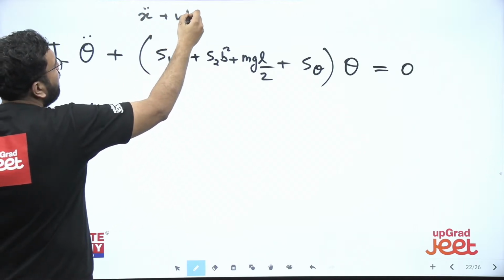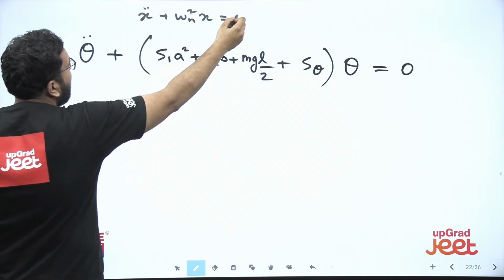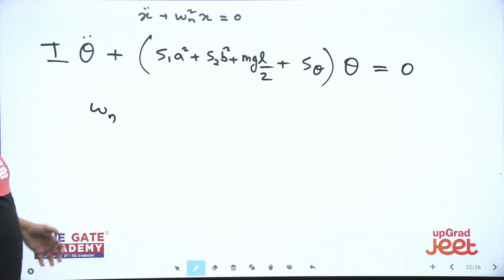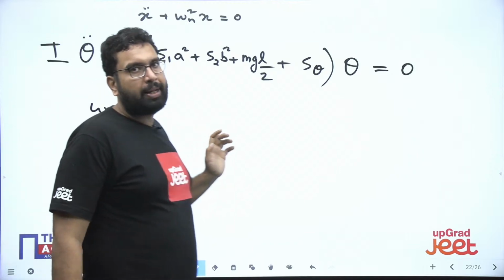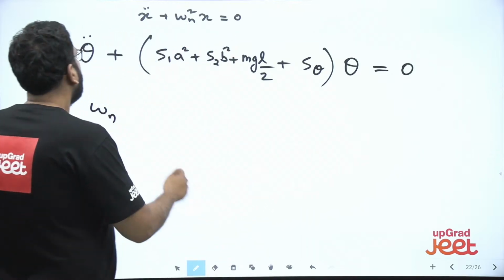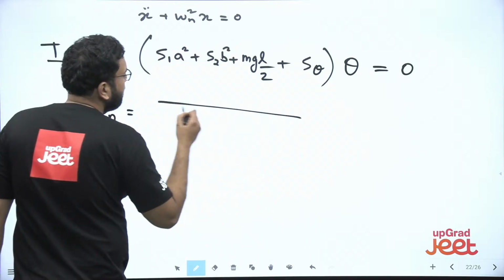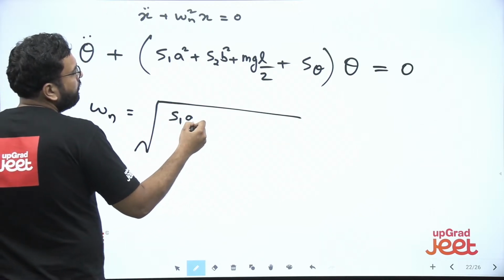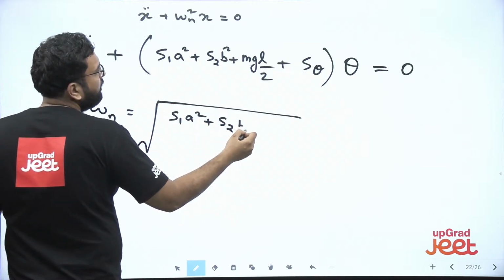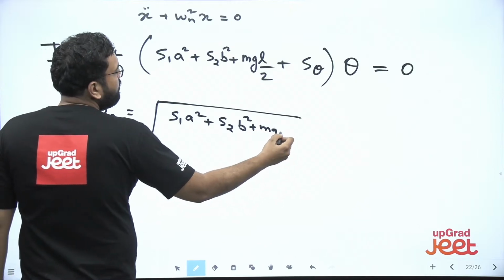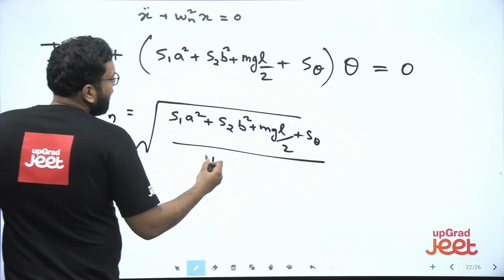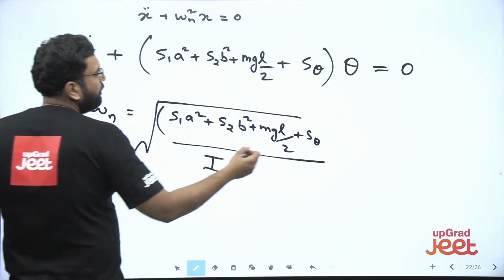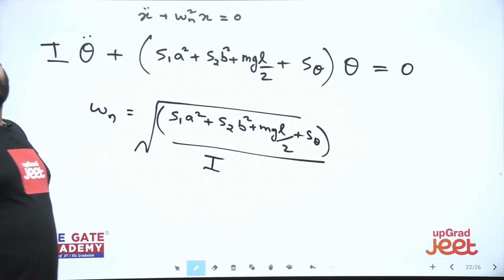omega n squared x equals 0. So instead of x, in the angular system we replace the x with theta. From here we can get our omega n, that is the square root of (s1 a square plus s2 b square plus mg L by 2 plus s theta) divided by I. So this is going to be your omega n. Is it clear, everyone?